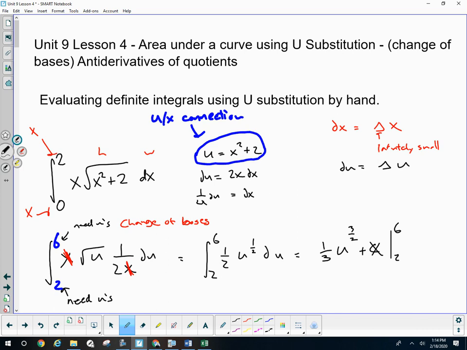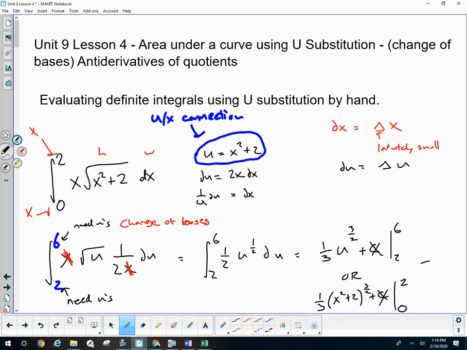Right, plug in x squared plus 2 back in for u. Well, we could do that. I'm going to put an or. It's an or 1/3 (x squared plus 2) to the 3/2 plus c. I don't need the c. On this line, am I going to put 2 and 6, like I did up here? Back to 0 and 2 because we have x's.